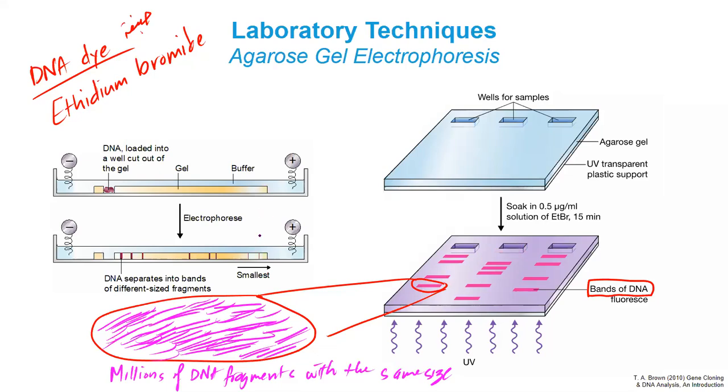So after we take the gel out like this, we can look. The gel is colorless. There is DNA here, but we cannot see it unless we expose the gel to UV light.